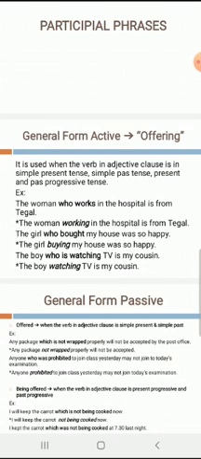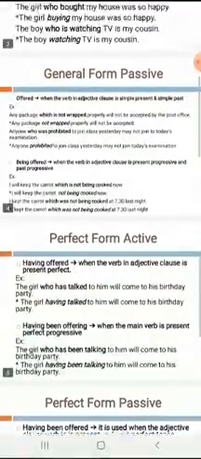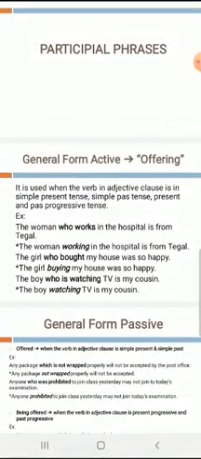Okay, there are some forms of participial phrases. There is the general form and the perfect form. First, I am going to explain the general form, active, not passive. The general form is we have to add -ing after verb 1, like this one, offering, but it doesn't mean that the verb used in every sentence must be offering. No, this is only an example.